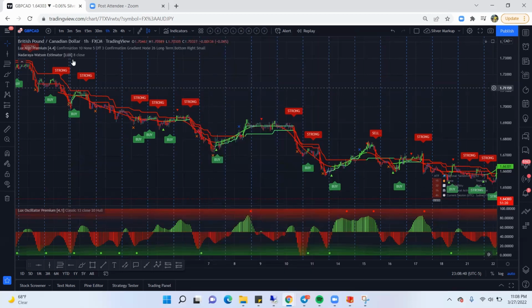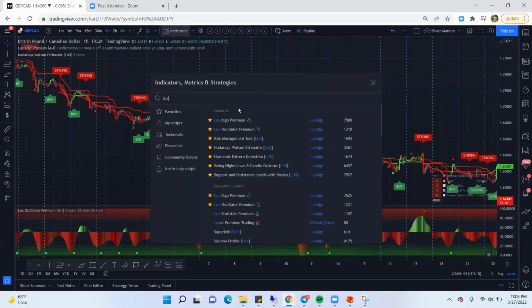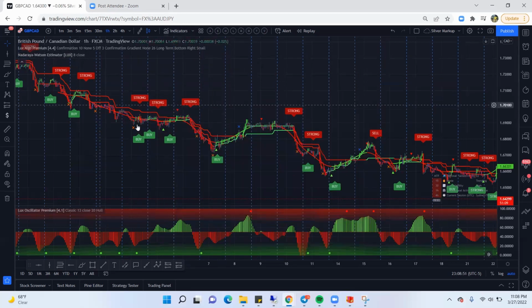So now that you have that set up, what you want to do is go to indicators, type in Lux, and you'll see Lux Algo Premium. What that's going to load is the whole setup here where you see the strong buys, the candle colors, and everything like that.